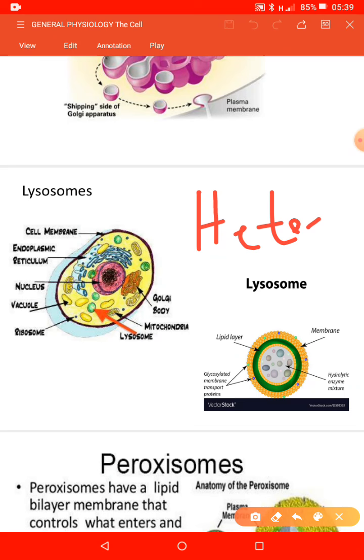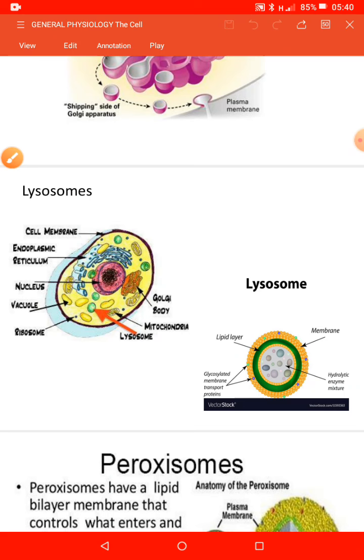Heterophagy and autophagy. Heterophagy is digestion of extracellular materials engulfed by the cell via endocytosis. Let me repeat. Heterophagy is the digestion of extracellular materials engulfed by the cell via endocytosis. And autophagy is digestion and degradation of intracellular materials such as worn out cytoplasmic organelles. Okay, so these are two mechanisms by which lysosomes are able to perform their function.